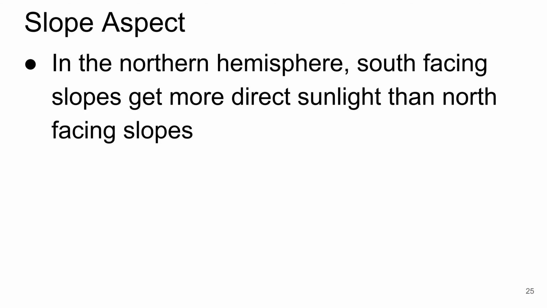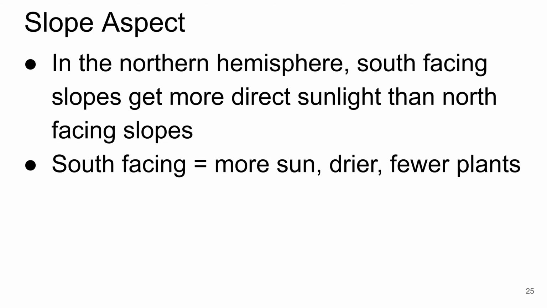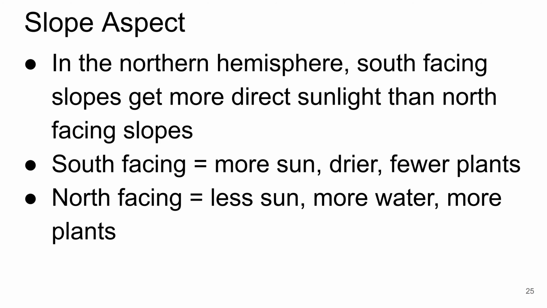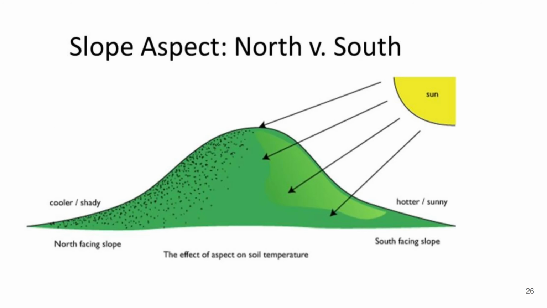moisture they get. In the northern hemisphere, south-facing slopes get more direct sunlight. They are drier. They have fewer plants. The north-facing slopes in the northern hemisphere typically get less sunlight, so they have more water and they have more plants. So you can see in this example, this is a northern hemisphere slope. The south-facing slope is getting direct sunlight, so it's hotter, it's sunnier, it's drier, and the north-facing slope is going to be cooler and shady.